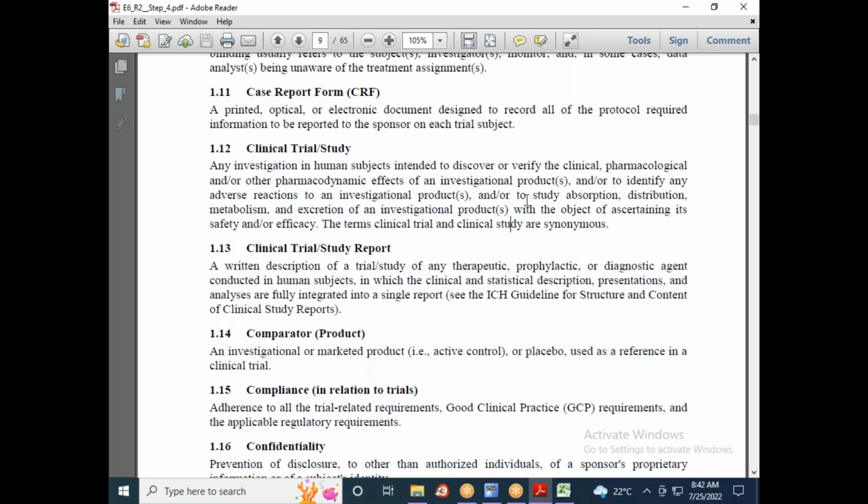Okay. So pharmacokinetic effects are how the drug is working inside the human body. Like after I take this drug, how the drug is behaving.